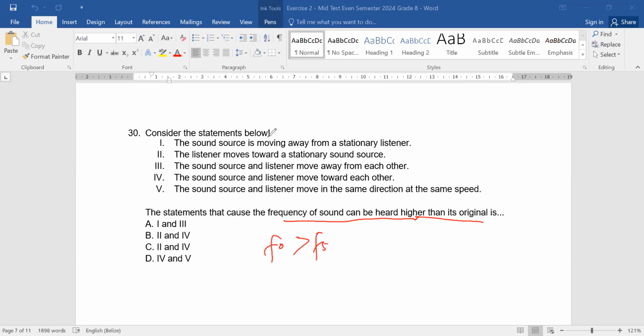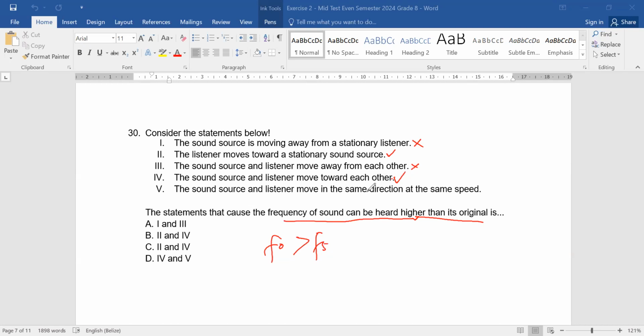So first, if the sound source is moving away from a stationary listener, no. If the sound source is moving away, the frequency is going to be lower. The listener moves toward the stationary sound source, yes, it can be, right? The sound source and listener move away from each other, of course, it's going to be lower. The sound source and listener move toward each other, yes, of course, it's going to be higher.